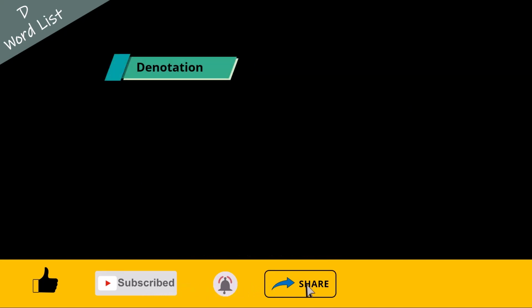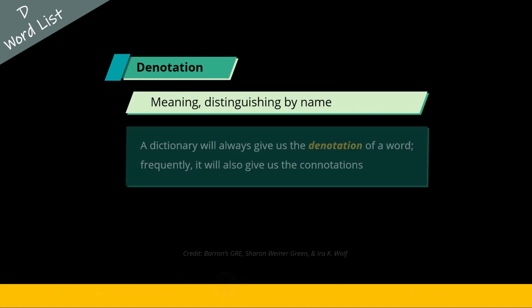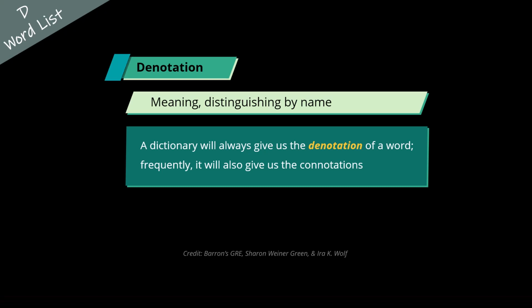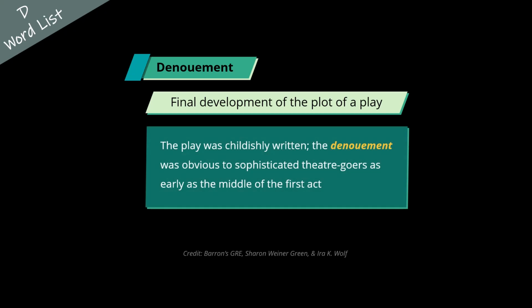Denotation means meaning, distinguishing by name. For example, a dictionary will always give us the denotation of a word. Frequently, it will also give us the connotations. Denouement means final development of the plot of a play. For example, the play was childishly written. The denouement was obvious to sophisticated theatergoers as early as the middle of the first act.